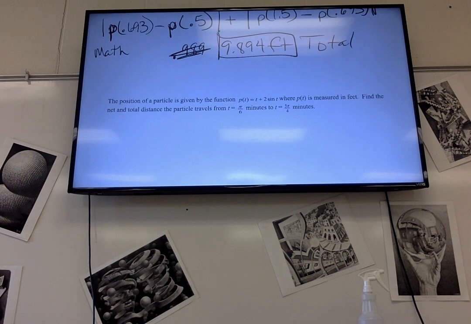Good. All right. Next one. The position of a particle is given by the function blah, where P of t is measured in feet. Find the net and total distance. The particle travels from pi over 6 minutes to 5 pi over 4 minutes. So we can do net distance, no problem. Go to Y1, plug that in there. I'm going to turn it on.